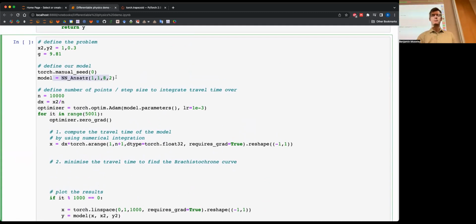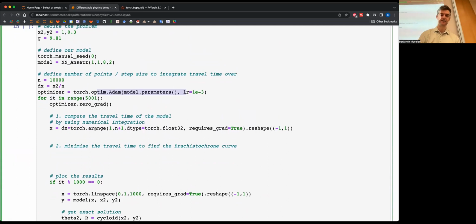So I'm initializing my model. I've got a for loop where I'm going to optimize the weights of the neural network. This is a very standard neural network training loop, nothing fancy here. Going to use an Adam optimizer to learn the weights of the network. And so the only thing that I have to do is compute the loss function now.